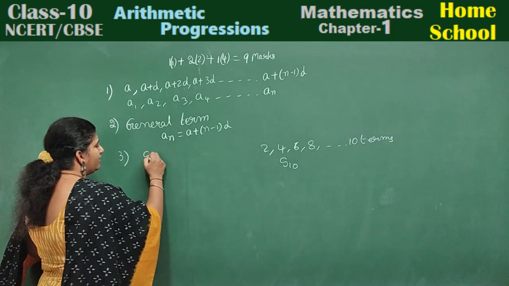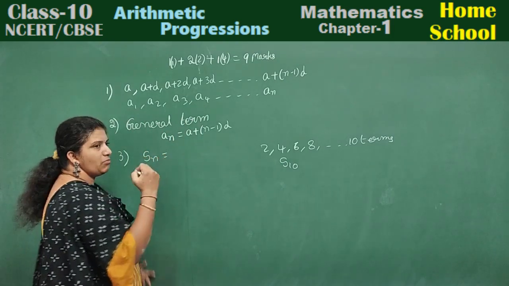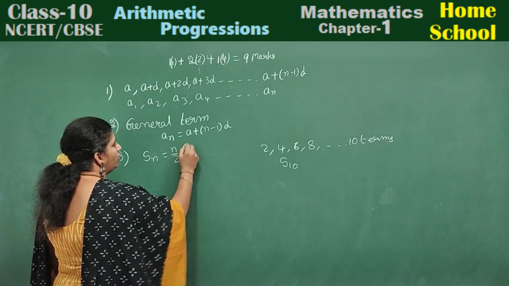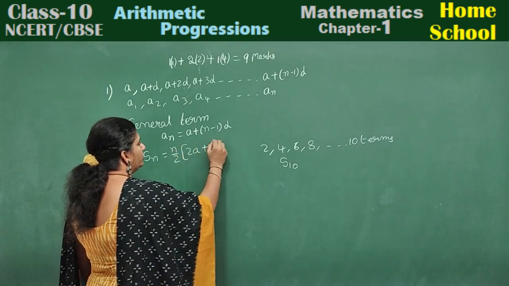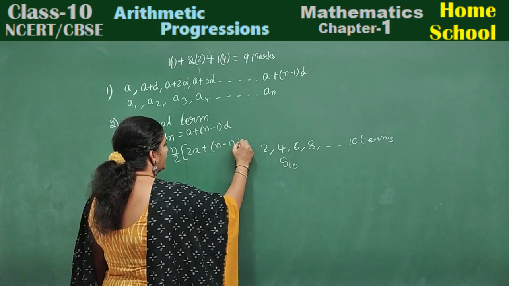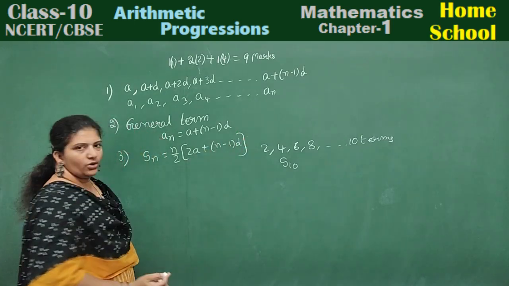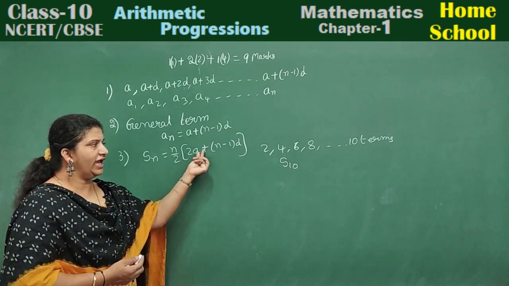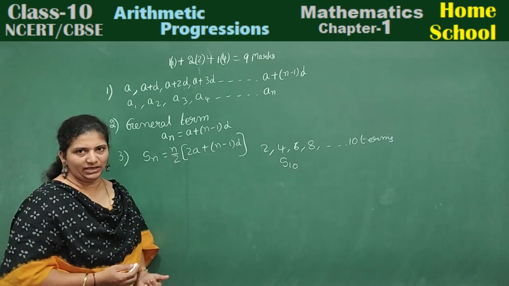Write the formula for sum of n terms, your third question. Sn is equal to n by 2 into 2a plus n minus 1 into d. Okay, sum of n terms, if you want to find, you should know a, d and n value.